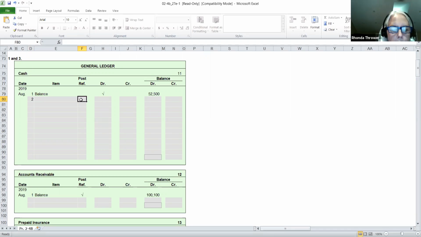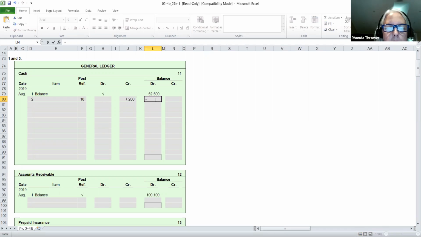I'm going to put in journal page 18. I'm going to put in a credit to the cash account for $7,200 because in my journal, I paid cash for rent of $7,200. What cash is doing is it's decreasing. So cash always should have a debit balance because assets increase on the debit side. That's the side of the balance.